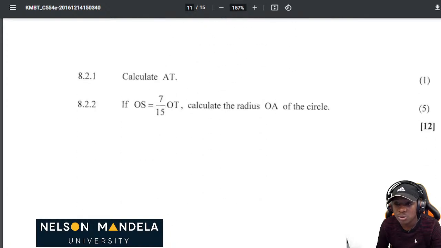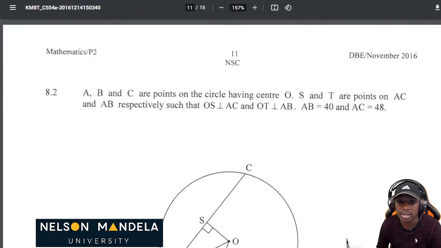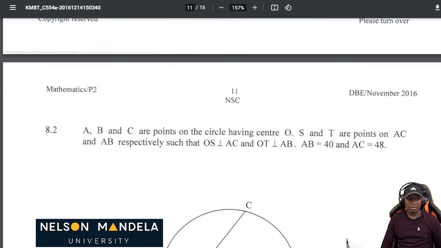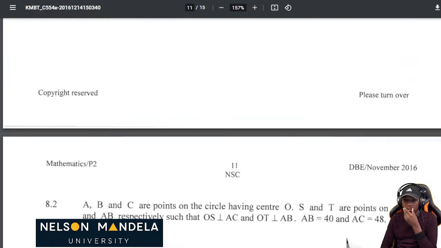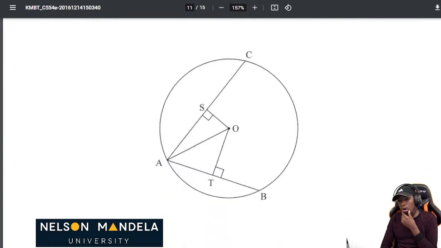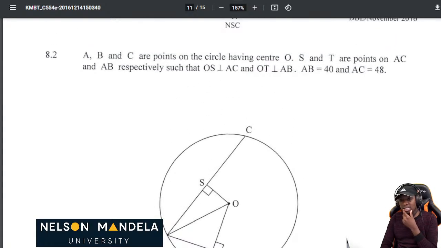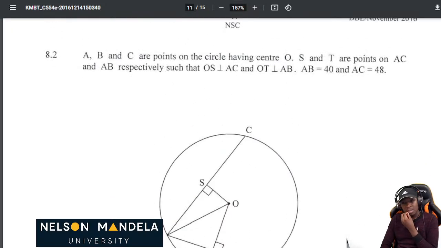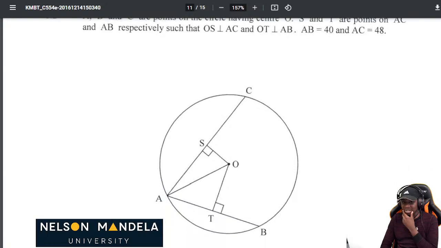Now we have 8.2. Okay, let's analyze 8.2 together. What I've taught you is that the first thing we should do is look at the question and what you are given. Then you analyze from that. Now the first question says that A, B, and C are points on the circle centered at O. S and T are points on AC and AB respectively, such that OS is perpendicular to AC.